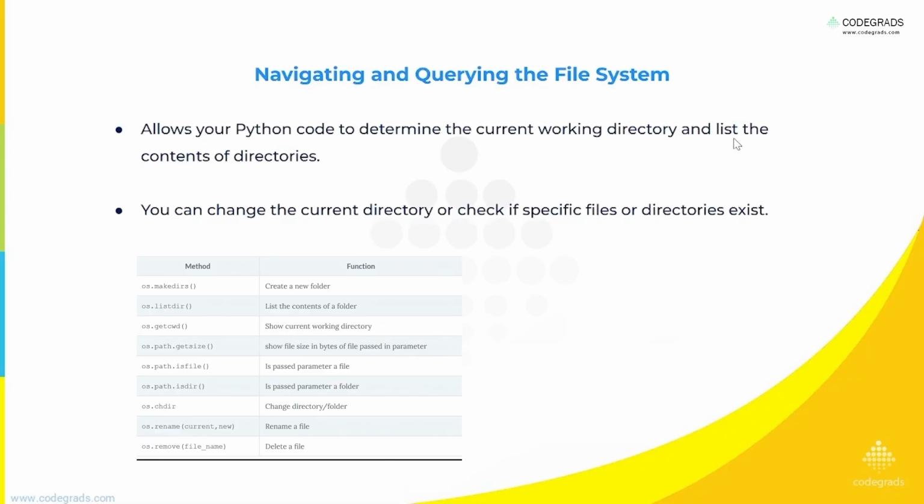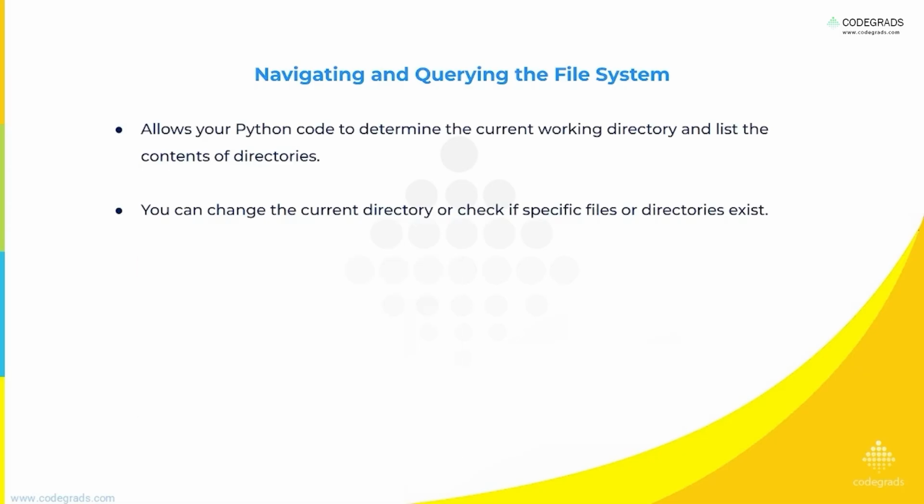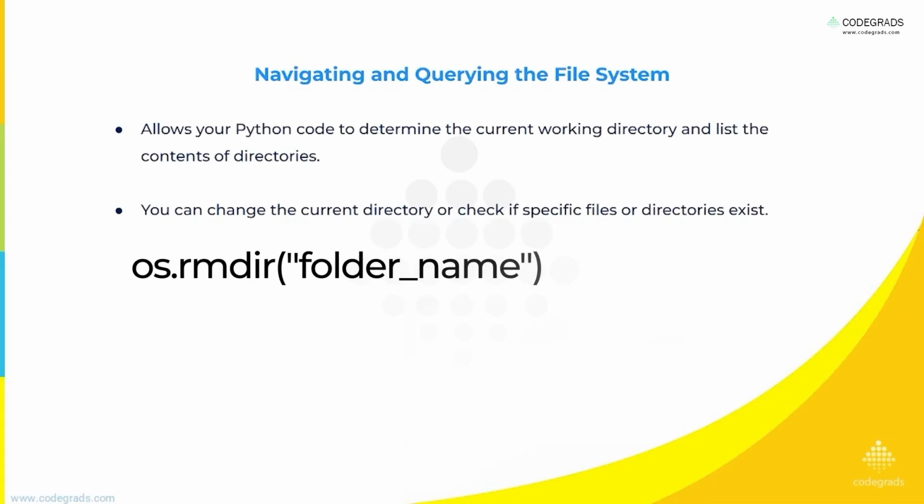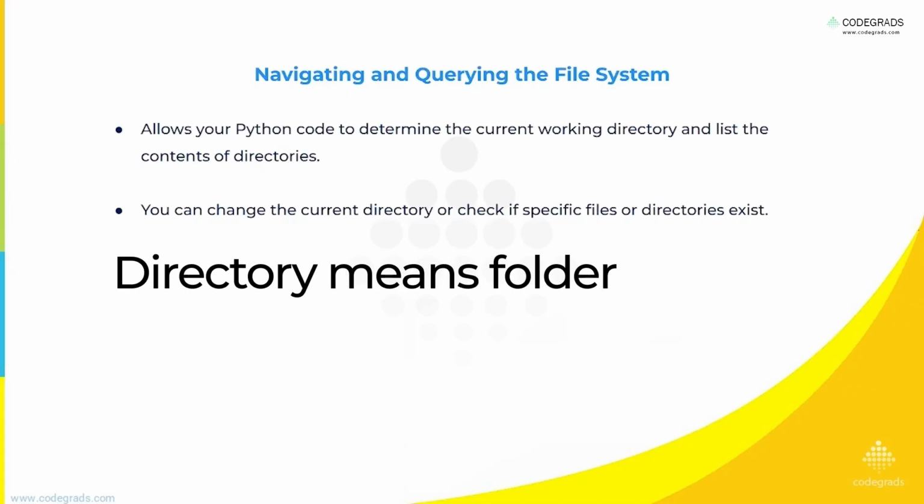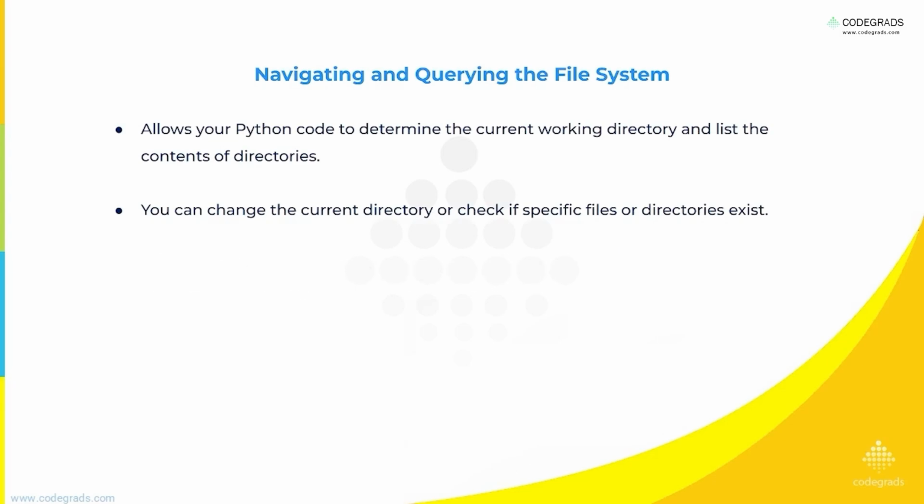Just mention os.listdir and you will get the list of files present in the directory. You can also change directory. Just mention os.chdir, that is the change directory, and you can change the directory. Now also querying the file system. If you want to check if a file or folder exists, just mention os.path.exists and the file name, and you can check if the file or folder exists. And we can also check if a particular path is a file or a directory. Just mention os.path.isfile and the file name. Or if you want to check for a directory, just mention os.path.isdir and the folder name. In this way, we can query our files and directories.